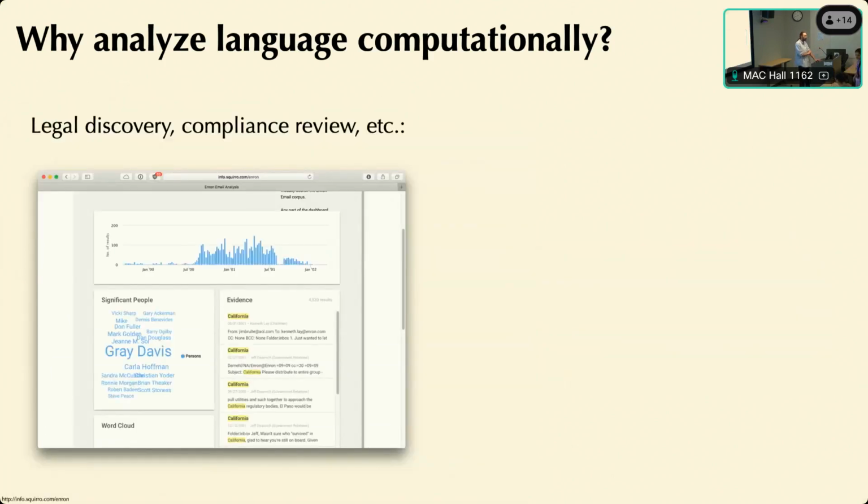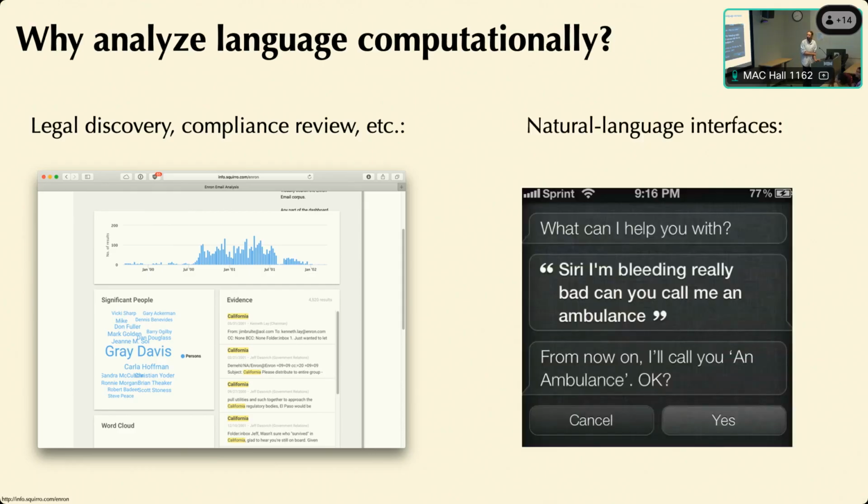In terms of more applications, we'll be talking a lot more about healthcare applications, but legal discovery and compliance review is a big application area for NLP. Searching through 1 million emails from Enron to find out which ones are about the insider trading or the energy market manipulation fraud. And then of course, natural language interfaces, being able to talk to computers using natural language and have the computer hopefully understand what you mean.